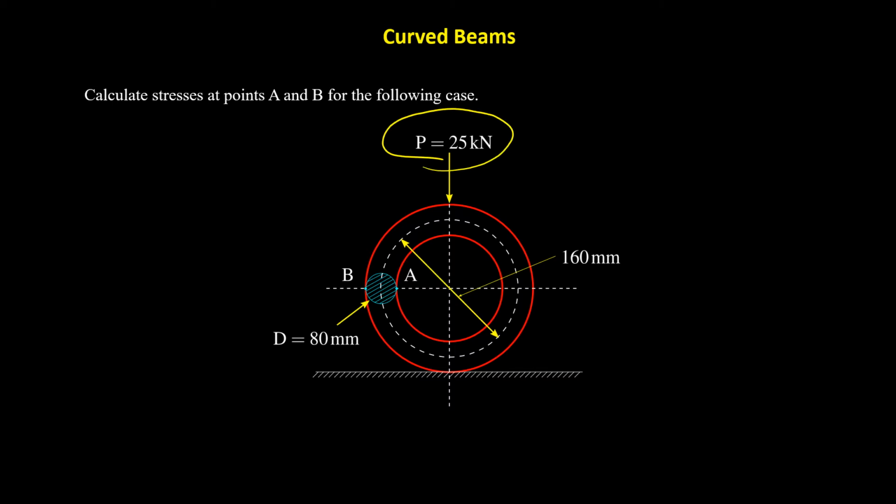And we have a mean diameter of the ring of 160 millimeters. And the shaded section that I need to investigate has a diameter of 80 millimeters. So it's a round section. Let's remember that this can be a ring, but the section could be different from a circular section.